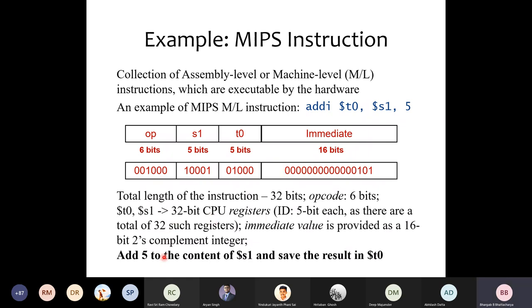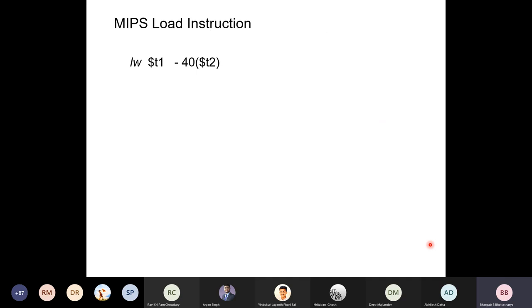Right? Okay, so here the content of add 5 to the content of S1 and save the result in S0. Okay, so this is one example. Here is a complicated example. What is it?